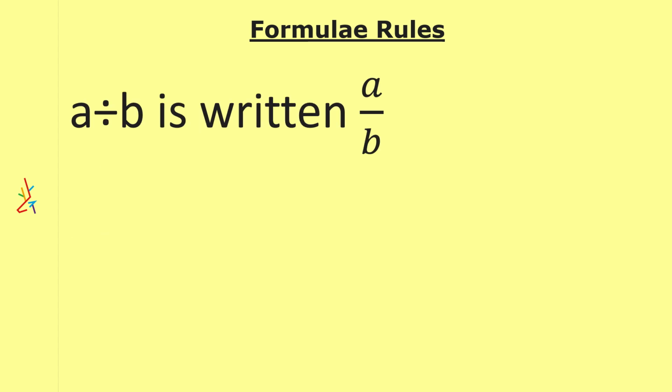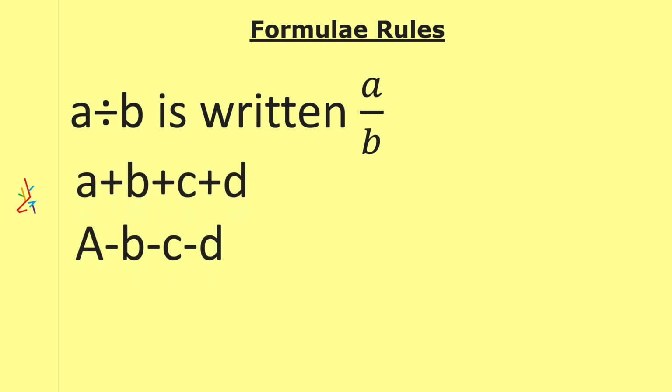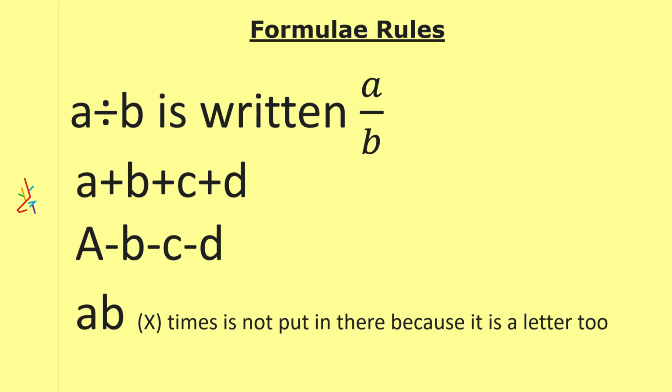Okay, rules in formulas. If you've got two letters that are divided by each other, instead of a division sign, it's written like a fraction. If you've got addition or subtraction, it's just written as it is normally. And if you've got something that is multiplied or times, however you want to put it, the times symbol is missing, and that is because it's a letter. So anytime that two letters are next to each other, it means times.